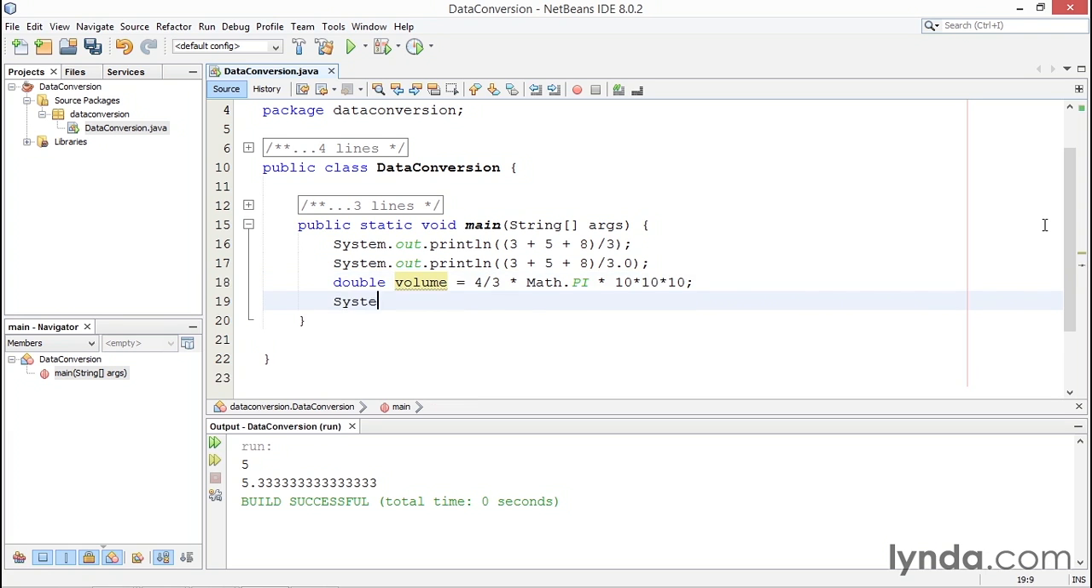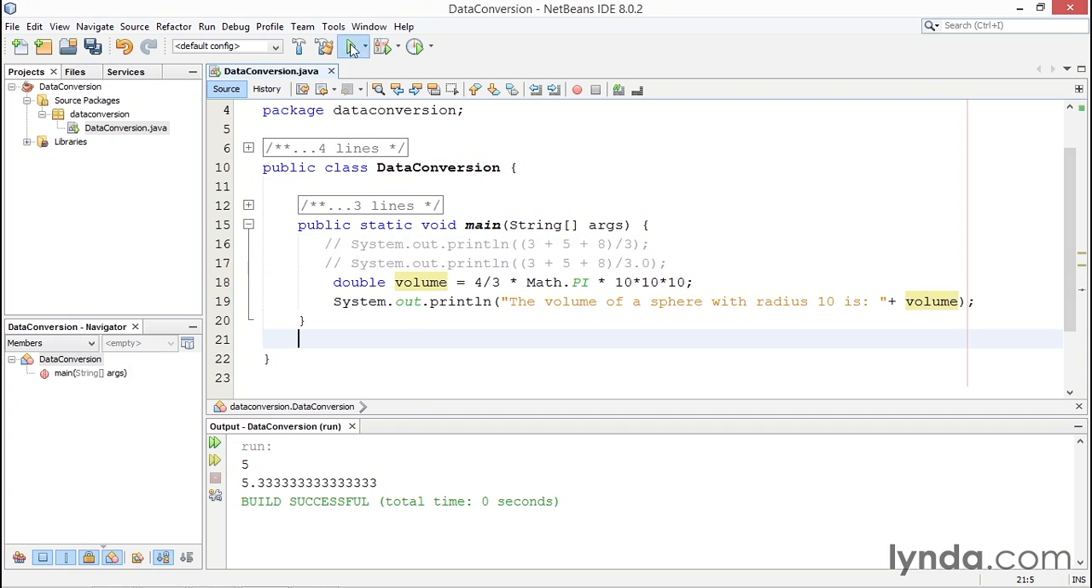Let's print it out. The volume of a sphere with radius 10 is, and I want to add volume. Okay, we need a semicolon at the end. I'm going to comment the first two lines out since we're not using those right now. And let's go ahead and run our program.